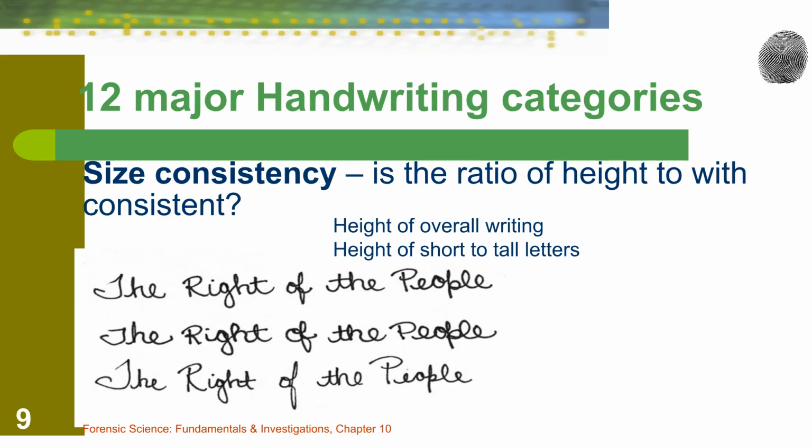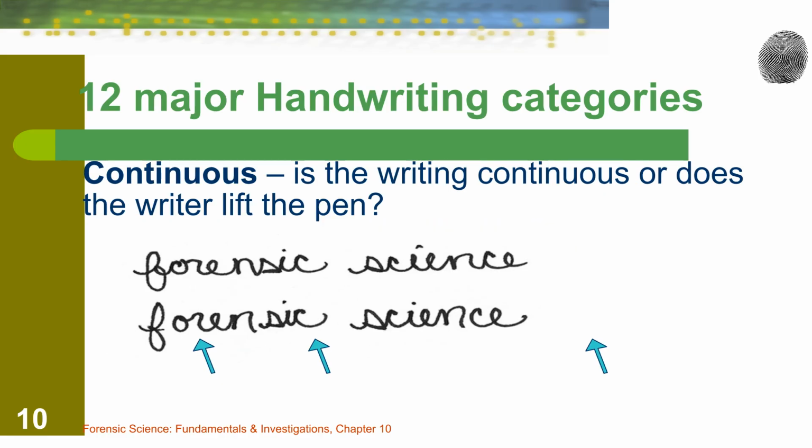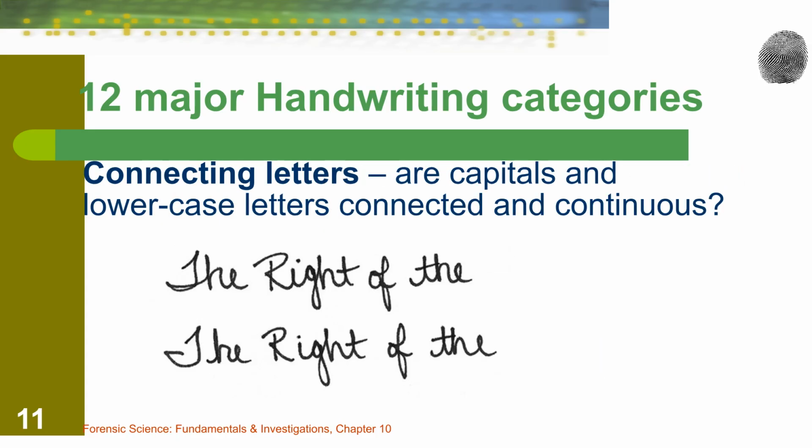Size consistency refers to whether the ratio of height to width is consistent in the writing. Experts examine the height of the overall writing and the ratio of short to tall letters. Continuous is a category that asks if the writing is continuous or if the writer frequently lifts the pen, which affects the flow of the script. Connecting letters focuses on whether capital and lowercase letters are connected and continuous throughout the writing.